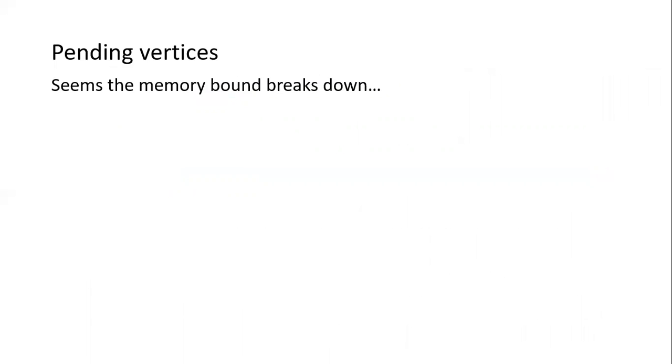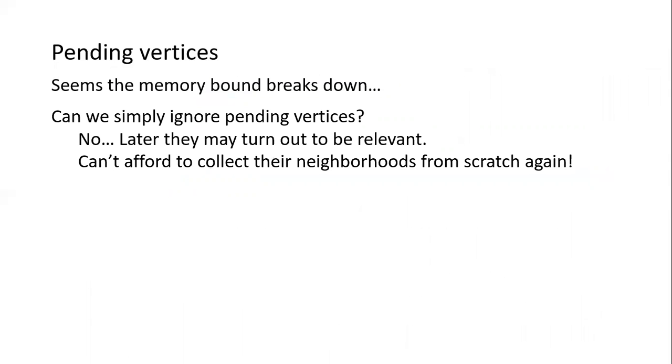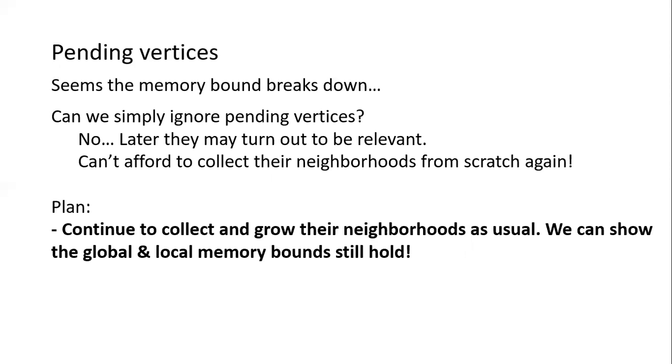One solution might be to ignore these pending vertices with very high degree, so the neighborhood size can still be controlled. But then we would have the same problem as before. We will have to collect the neighborhoods from scratch again after these ignored vertices become relevant. So our actual solution is simple. We simply continue to collect and grow their neighborhoods as usual. And we'll see that by a more careful analysis, we can still bound the memory.